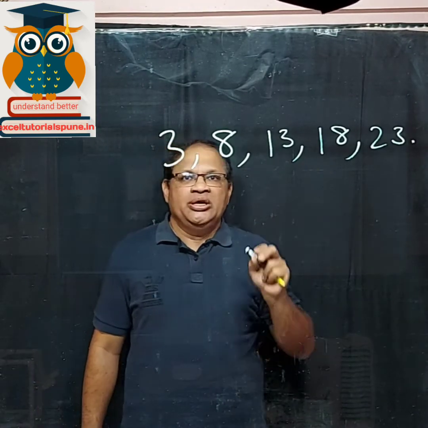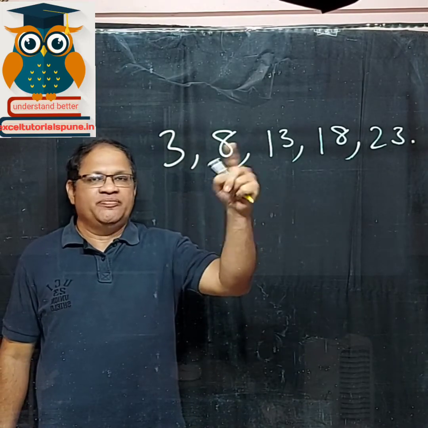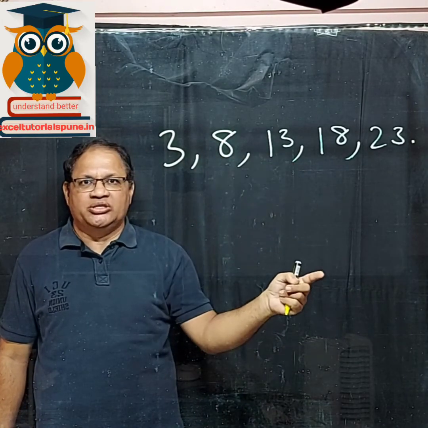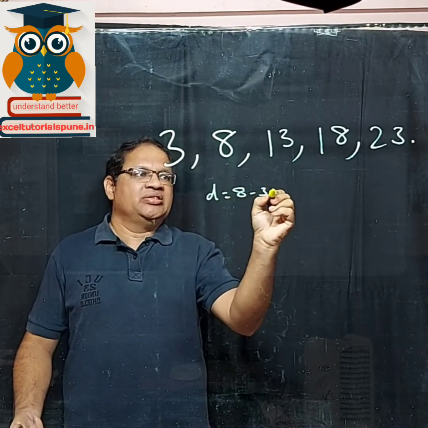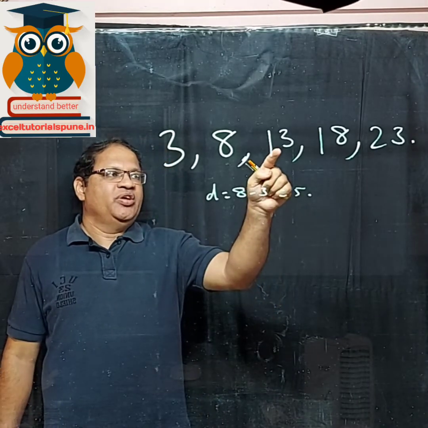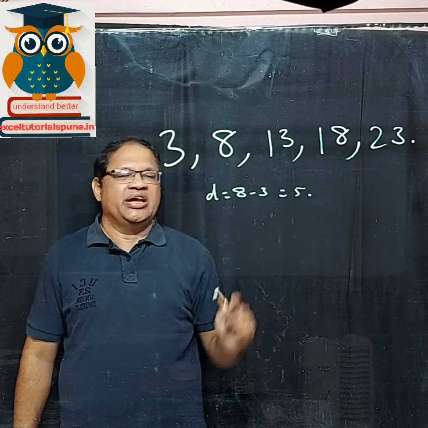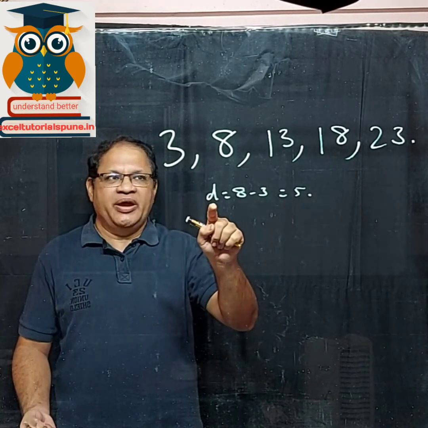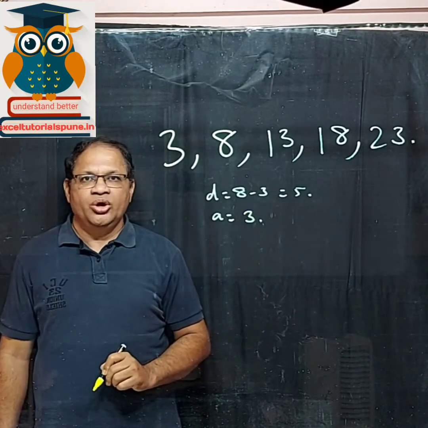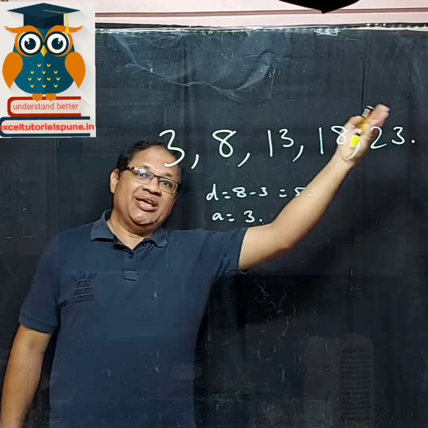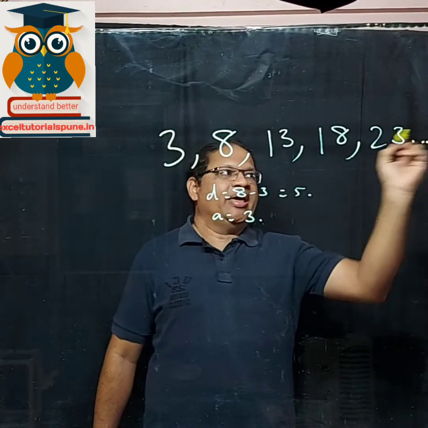So how do you know a given set of numbers is in arithmetic progression? The difference of any two consecutive numbers is constant. For example, 8 minus 3 is 5, 13 minus 8 is 5, 18 minus 13 is 5, 23 minus 18 is 5. The difference is given by D. A is the first number, that is 3 over here. If you want the next number after this, you have to add 5 to it, and this goes on like this.